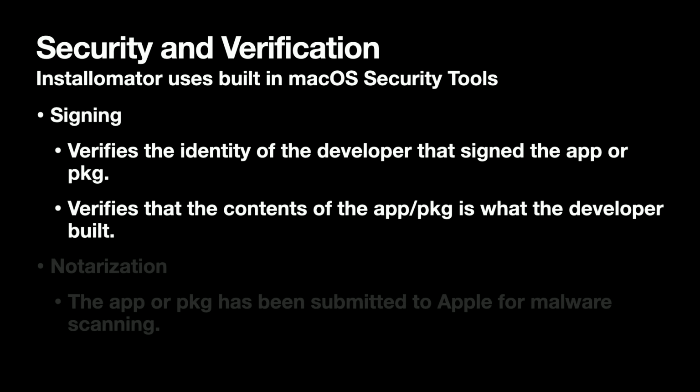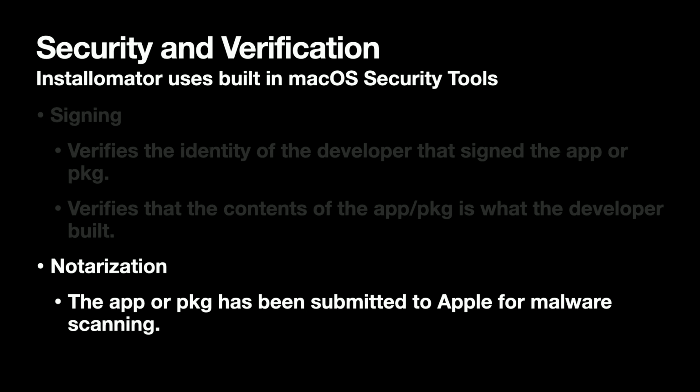Installomator uses built-in macOS security tools to verify that applications are signed and also signed by the developer that we expect. It costs $100 to get a developer certificate. Any one of those folks could go make a package called Microsoft Office and sign it, and now it's a signed package that's called Microsoft Office. Your user might find that. Installomator protects against that.